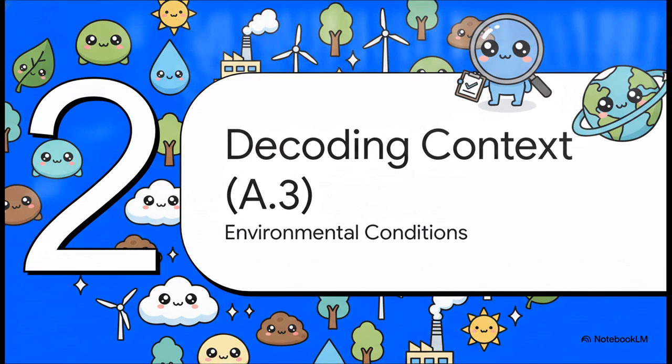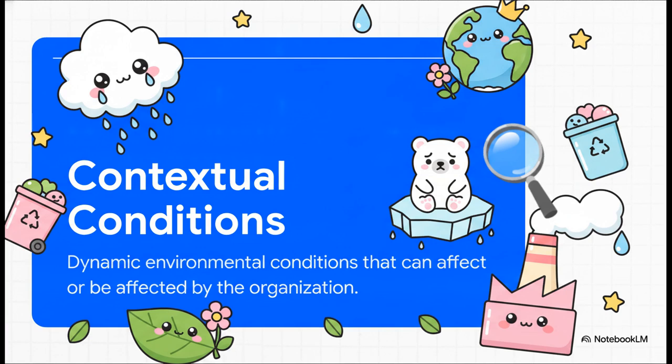Moving right along to Section 2, Decoding Context with Annex A.3, Identifying Environmental Conditions. Let's grab our first investigative tool, Annex A.3, and see how it builds our understanding of environmental context. So context is not just economic or operational. The actual physical environment is a core piece of an organization's strategic reality. Annex A.3 makes it super clear that organizations have to consider dynamic environmental conditions. We're talking about things like climate change, biodiversity impacts, and resource scarcity, factors that can affect their operations or, conversely, that their operations can affect.